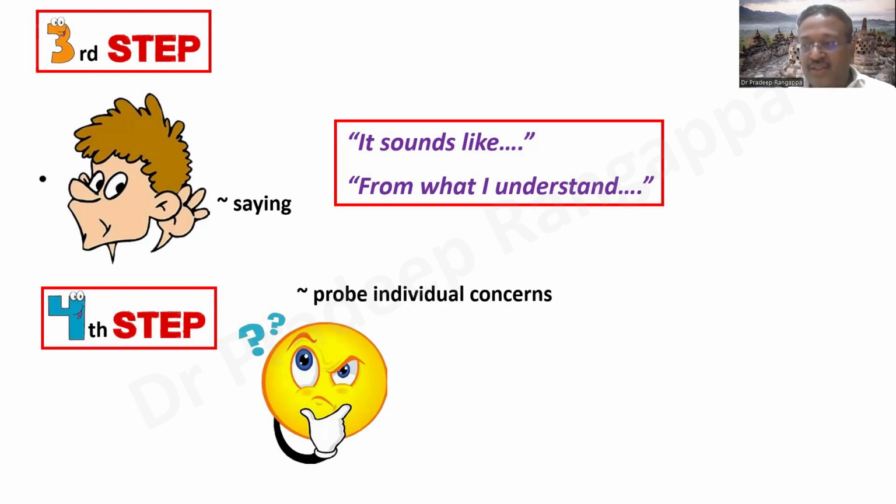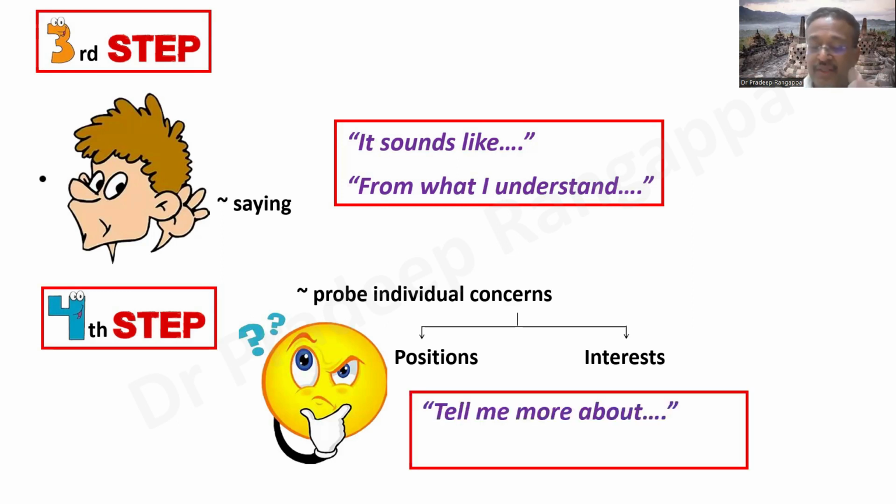The fourth step is very important: to express your inquisitiveness, to express your desire to know more about what the reason is that they're behaving that way, to probe individual concerns. And again, in the fourth step, try to understand what their true interests are as to why they're behaving that way. Very often I use this, and when you try to dig in a little more, you will get to know the exact reason why they're behaving that way.